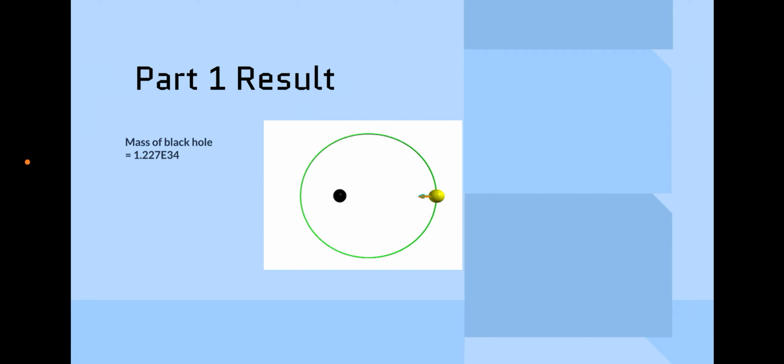From the data, the calculated mass of the black hole came out to be around 1.23 times 10 to the power of 34 kilograms, which is consistent with a supermassive black hole range. The assumption here was that both the star and the black hole acted as point masses, and the black hole stayed fixed while the star orbited. Gravity was treated as the only force, and time intervals were constant to simplify the computation.